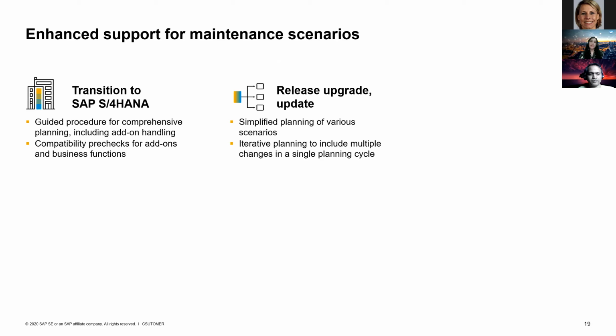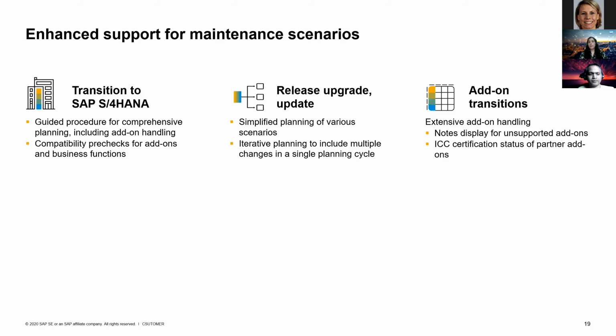One of the capabilities that I wanted to talk about is the iterative planning. So in Maintenance Planner, you can combine a lot of changes in a single transaction. Just to give you an example, you could start with maybe an update and upgrade. And if you would like to add installation of an add-on, all of that can be included in a single transaction. And the result would be a consolidated stack XML that can be used to apply all the changes that you have included in a planning cycle. We have extensive support for add-on transition. We'll take a look at this in a little bit more detail.